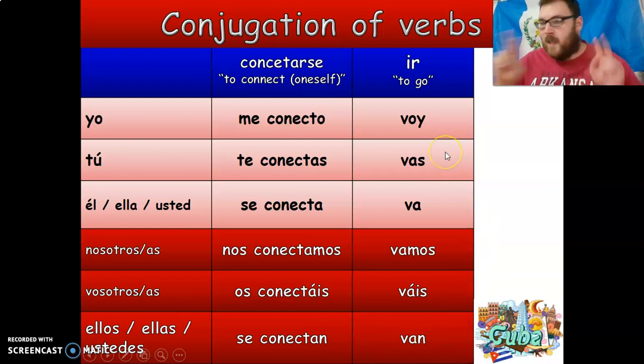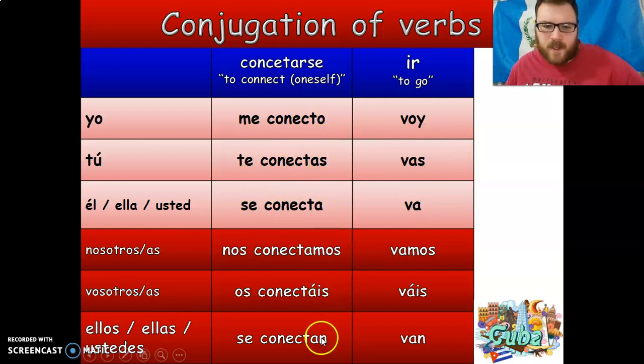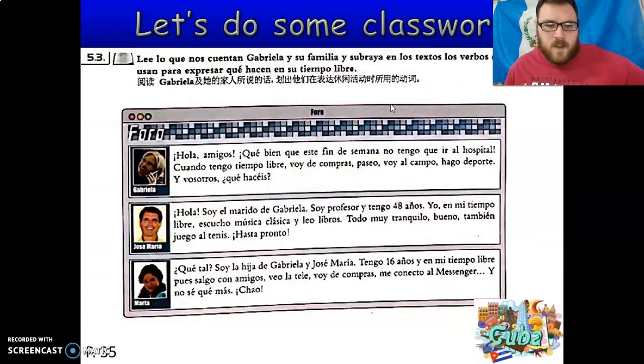So even though it's irregular, the ending is very regular. Connector is actually quite regular. I mean, o, as, a, amos, áis, an. That's pretty much the way. Even though ir is a little bit different, it usually follows about the same rules. Voy is different, but vas, va, vamos, vais, van. So that's very regular, even though it changes to a V. And then ser is the other one that's kind of weird.